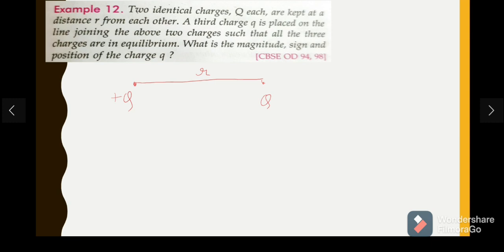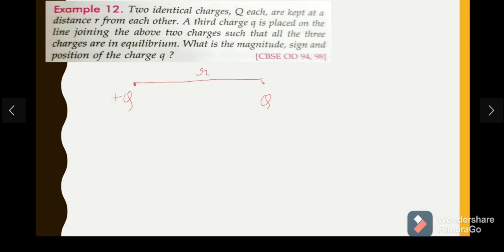Now this question has been asked many a times in different forms. Sometimes you might be asked only the magnitude, sometimes you might be asked only the sign or the position, or a combination of these three can come. So for this you need to understand the concept.